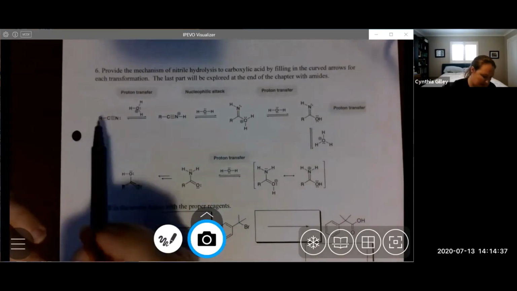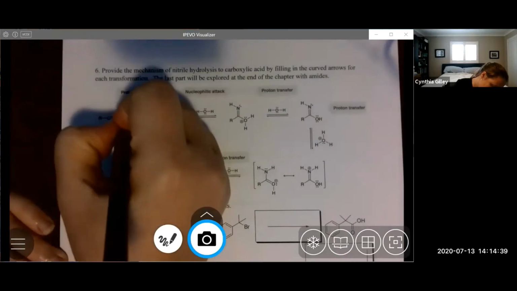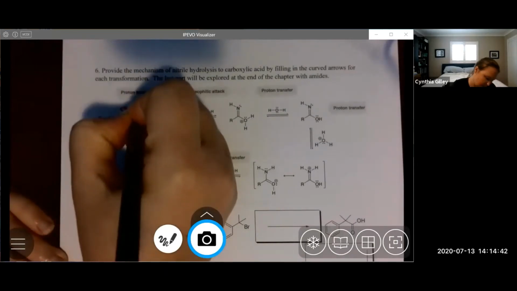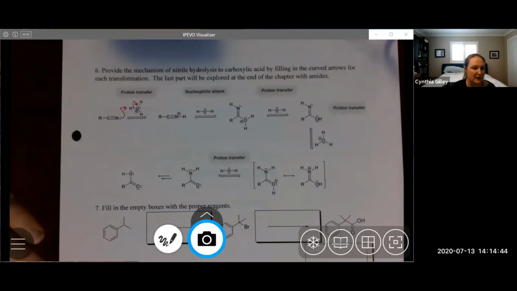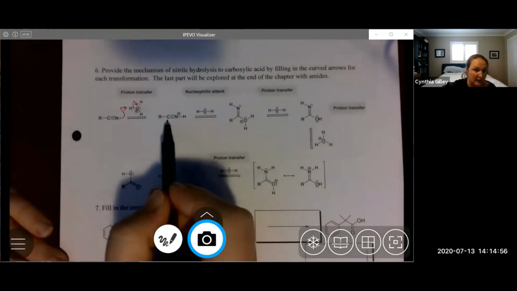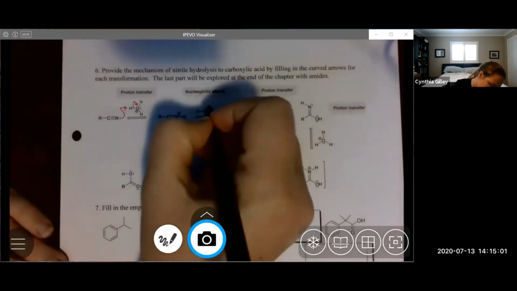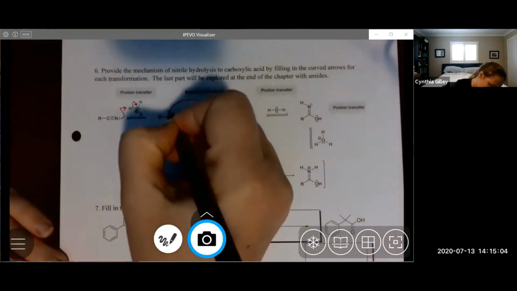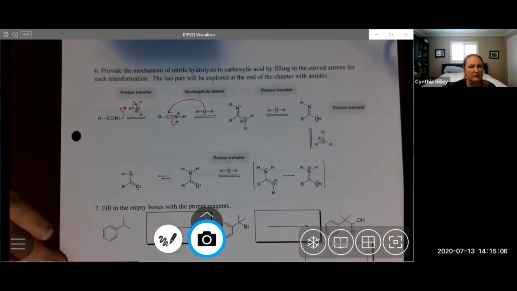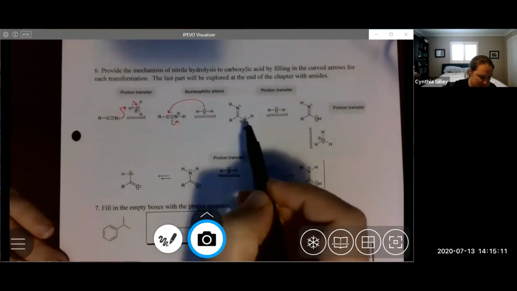So just like a carbonyl would be protonated in the presence of an acid, a nitrile can also be protonated in the presence of an acid. The lone pair on the nitrogen, like the lone pair on the oxygen of the carbonyl, can pick up that proton. When that happens, that makes the carbon even more electrophilic. And so it can easily get attacked by even a weak nucleophile like water. Show that nucleophilic attack. So that gives us this intermediate.